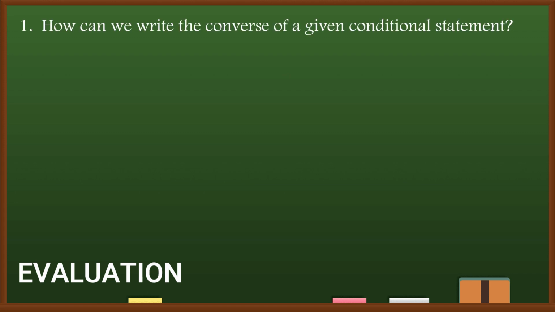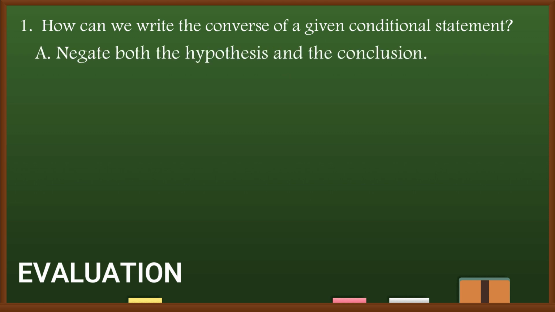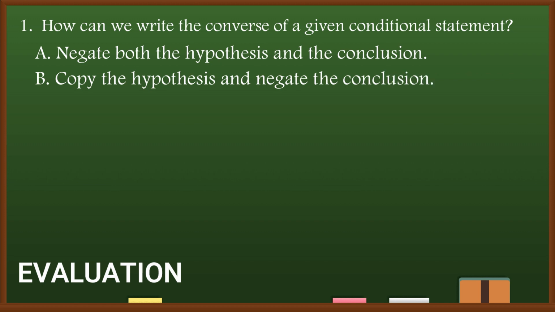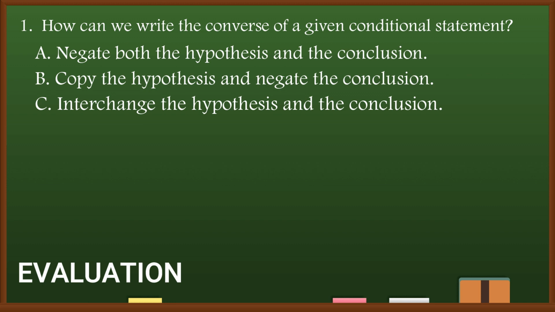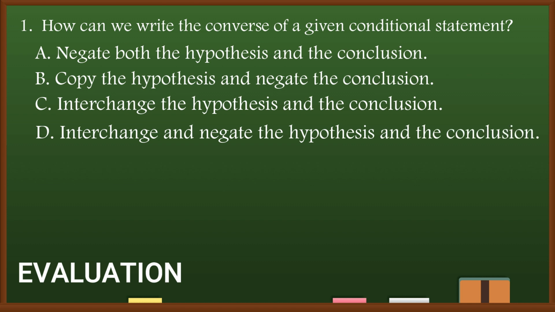How do we write the converse of a given conditional statement? Letter A. Negate both the hypothesis and the conclusion. Letter B. Copy the hypothesis and negate the conclusion. Letter C. Interchange the hypothesis and the conclusion. Letter D. Interchange and negate the hypothesis and the conclusion. Your time starts now.